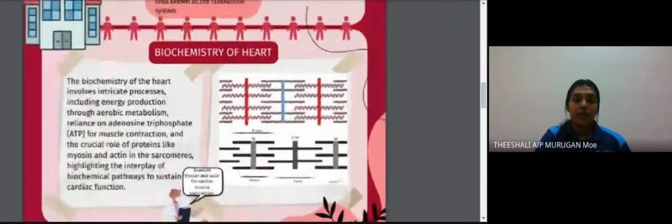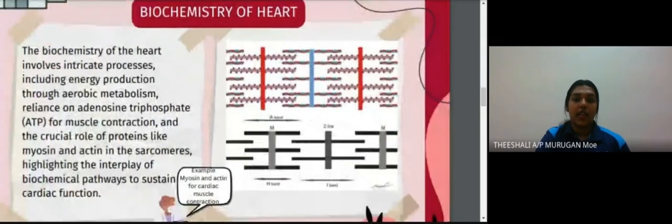So we move to the biochemistry of the heart. The biochemistry of the heart involves intricate processes, including energy production through aerobic metabolism, reliance on adenosine triphosphate, also known as ATP, for muscle contraction, and the crucial role of proteins like myosin and actin in the sarcomeres, highlighting the interplay of biochemical pathways to sustain cardiac function.